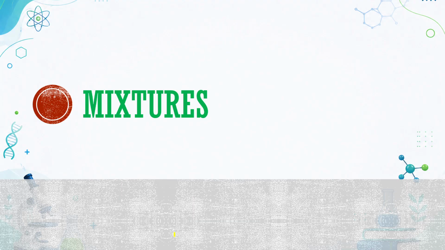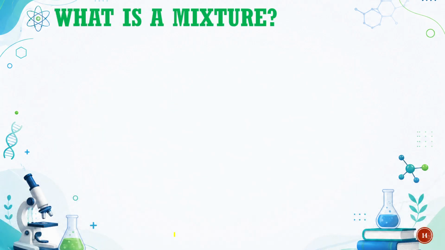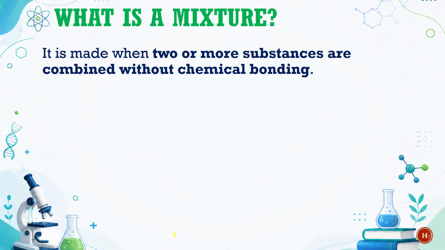Now let's come to mixture. We talked about compounds, which are the chemical bonding of two elements. Now what is a mixture? A mixture is made when two or more substances are combined without chemical bonding. So the key difference between compound and mixture is that compounds are formed with chemical bonding, while mixtures are formed without chemical bonding of substances.